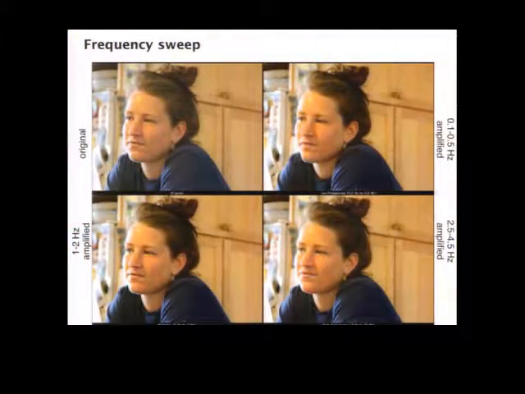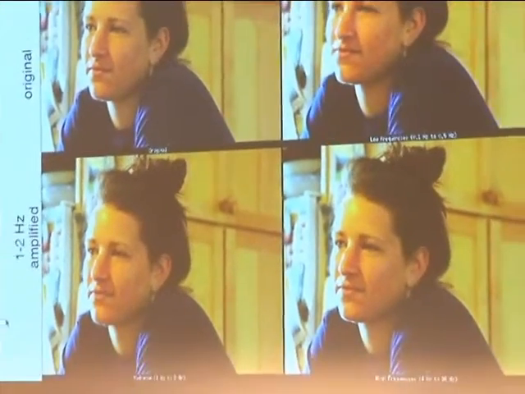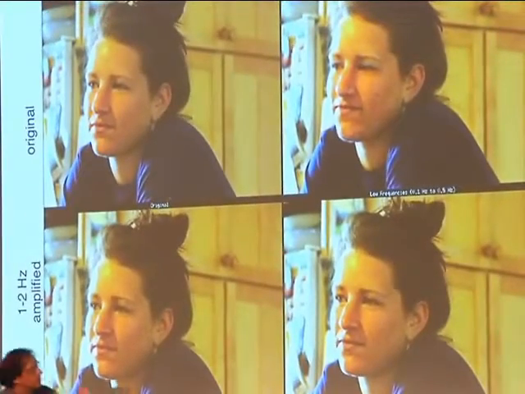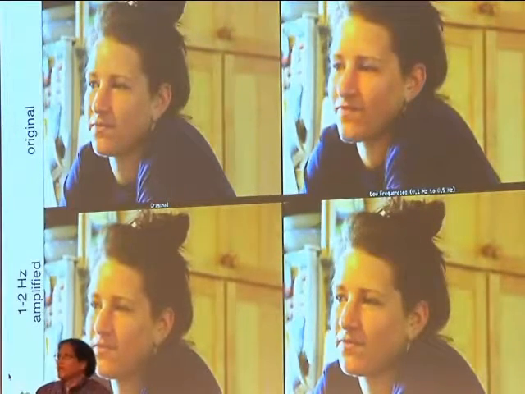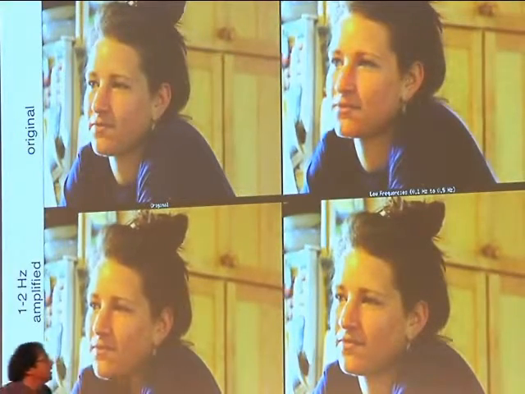Frequency sweeps on people are fun. Here's my daughter. I asked her to just stay still. So the top left is the input of her just staying still. But what happens with a person in very small motions at these different time frames? Well, at the low temporal frequencies, what's going on is she's breathing. And so you can see that very slowly here.